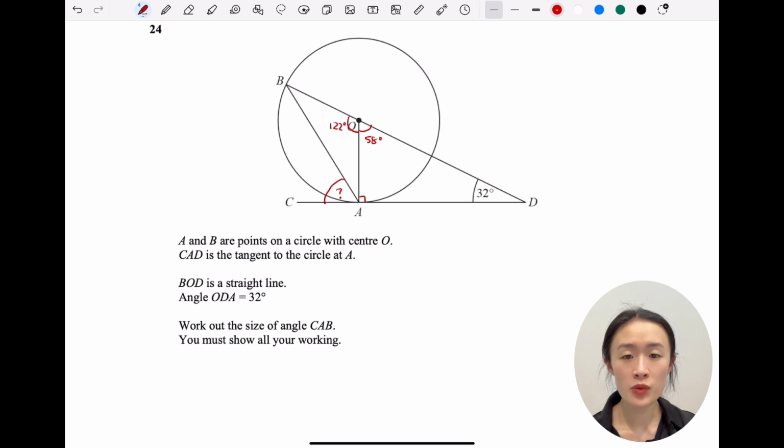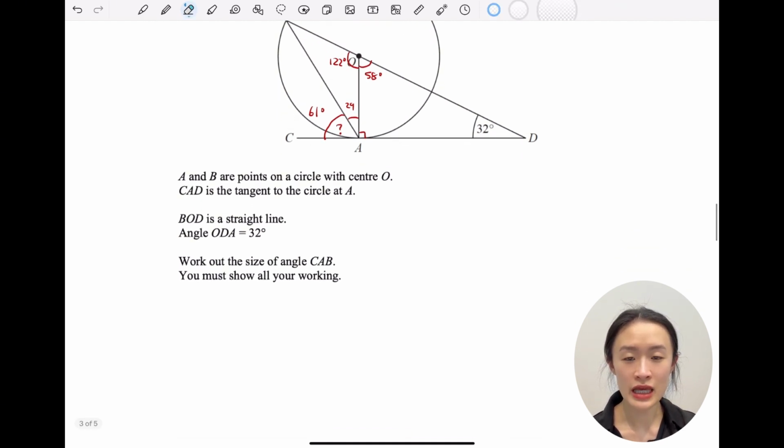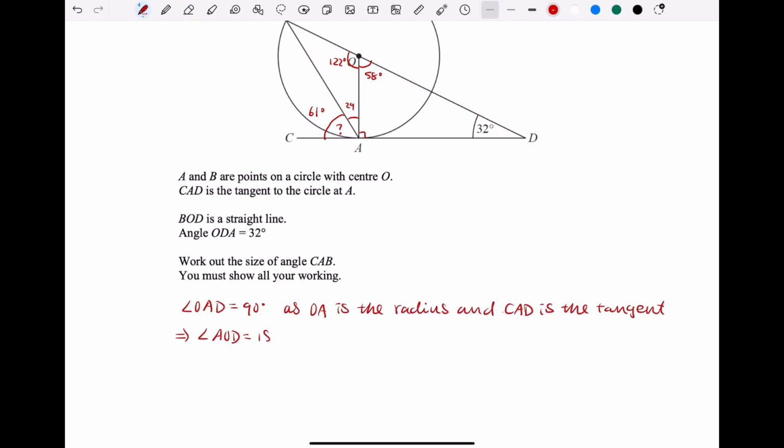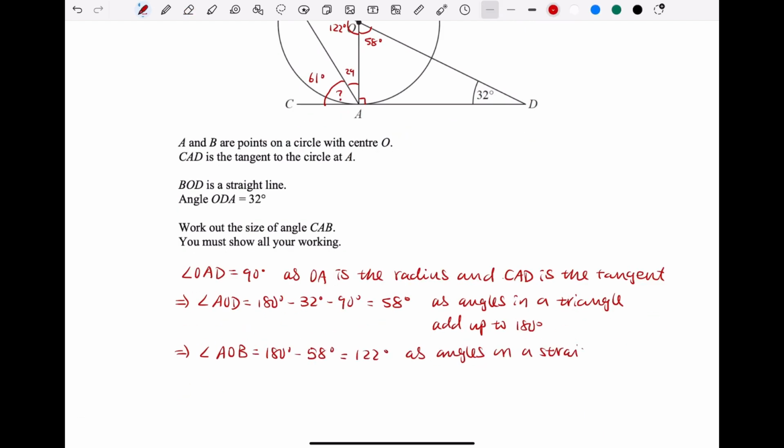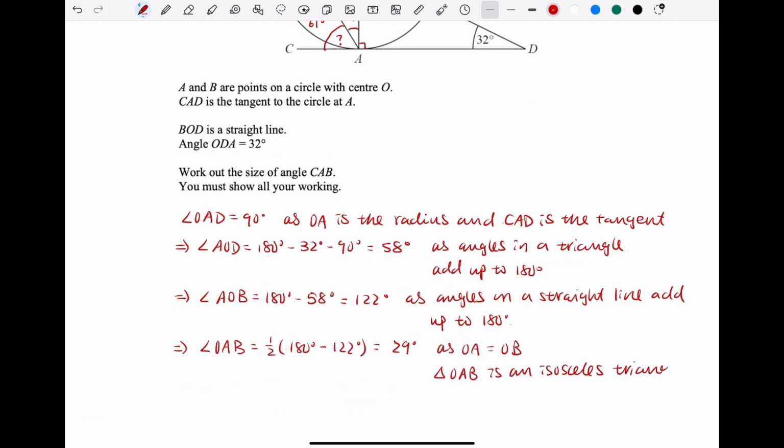Since we know AOB is an isosceles triangle because OA and OB are radii, therefore angle OAB is going to be 180 subtract 122 over 2, and that is 29 degrees. After that, we can work out angle CAB by using 90 degrees take away 29 degrees, and that leaves us with 61 degrees. And that is our final answer. And this is how we work out the angle CAB. I'm going to write the working down just so you know how to lay out your working. And always remember to give a reason for your working.